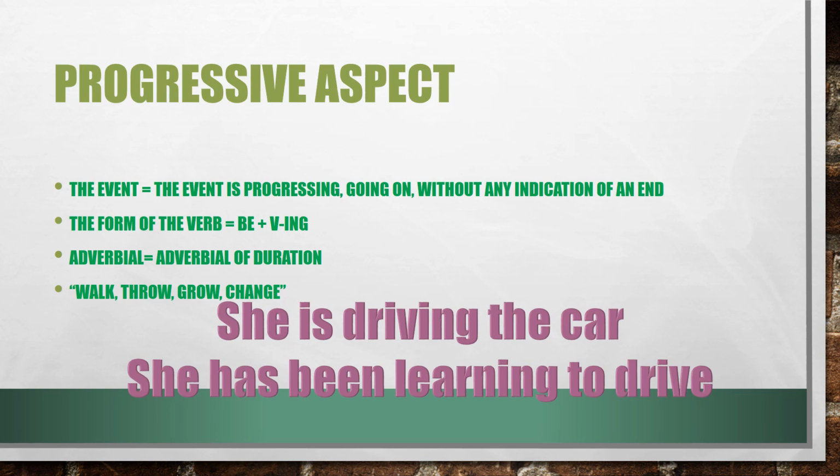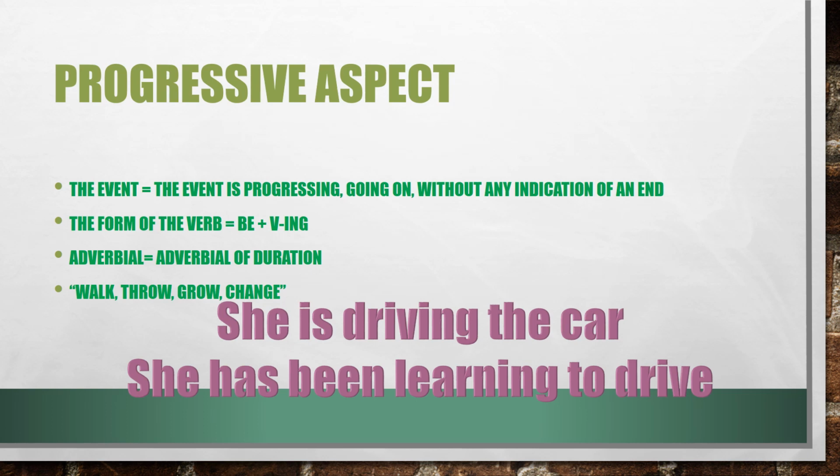The second aspect is the progressive aspect. As the name suggests, this aspect expresses that the event is what? Progressing, continuing, going on. There is no indication that the event is finished. There is no indication of an end. ما دام احنا بدنا نحكي عن ال continuity, since we are talking about continuity, progressing, then the verb must have an ing, right? And the verb with an ing never comes alone. It needs the auxiliary be.